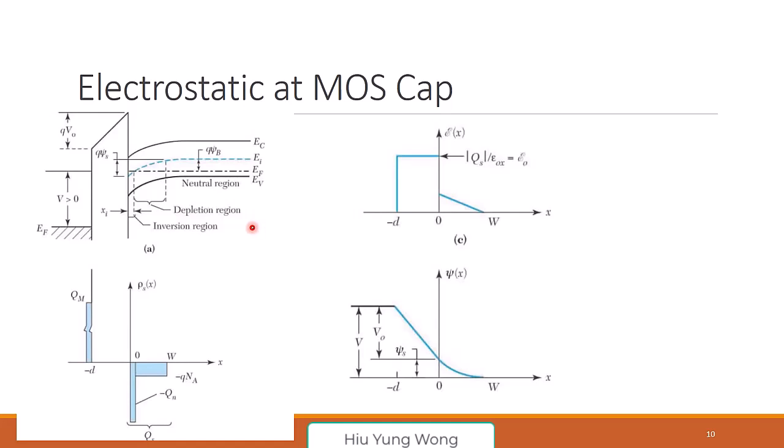Accumulation. Okay, someone said accumulation. Thanks for answering. But let's just look back to the curve. When we do MOS, we start with accumulation, depletion, and then inversion, right? Now we actually apply a positive bias. So it is in the inversion.